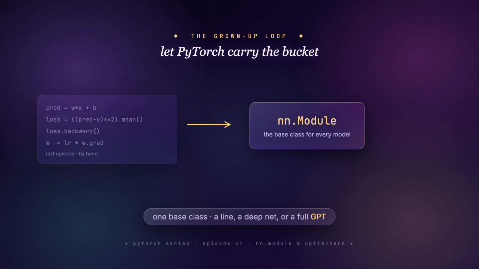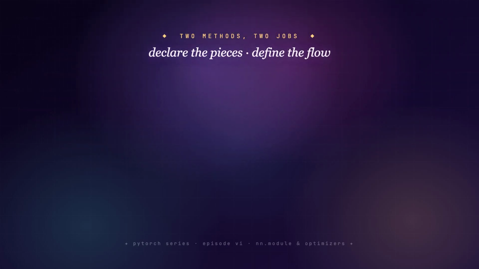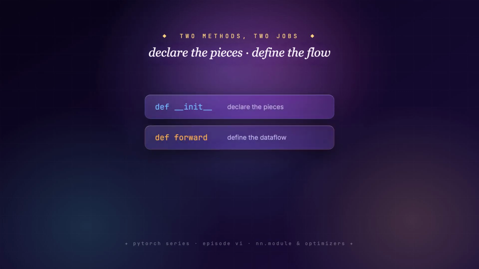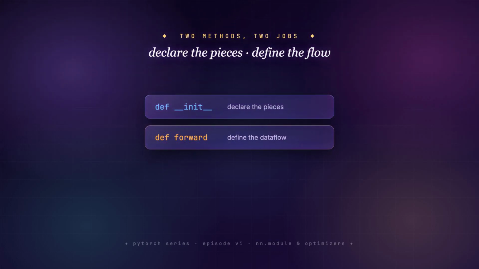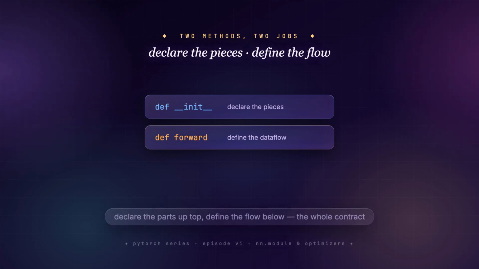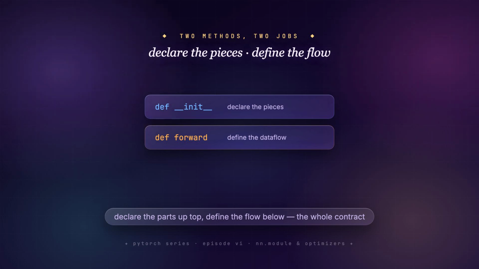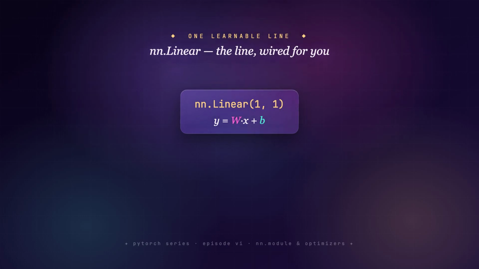nn.Module. A module has two jobs and they live in two methods. In init, you declare the pieces, the layers, the learnable parts. In forward, you describe the data flow, take the input, push it through the pieces, hand back the output. Declare the parts up top, define the flow below. That's the whole contract. And the first piece we'll declare is nn.Linear.